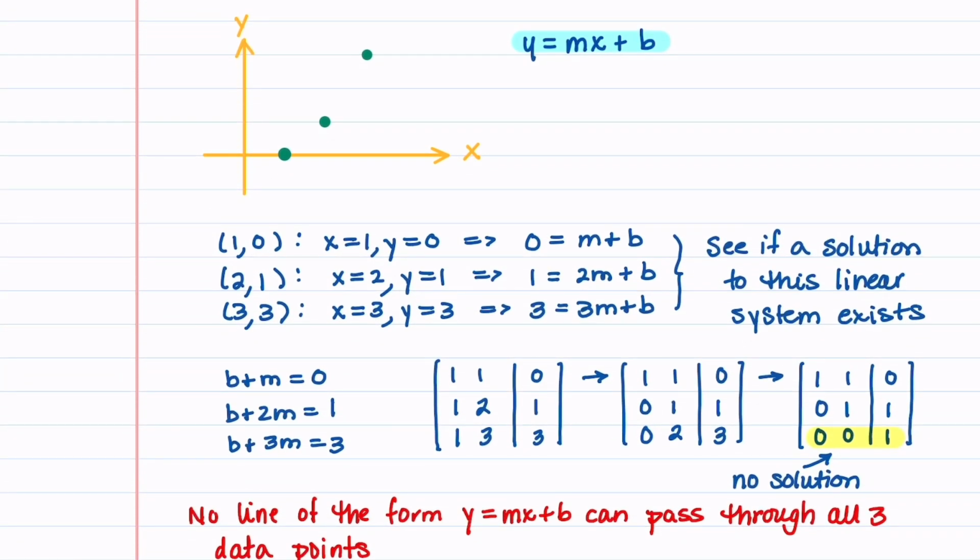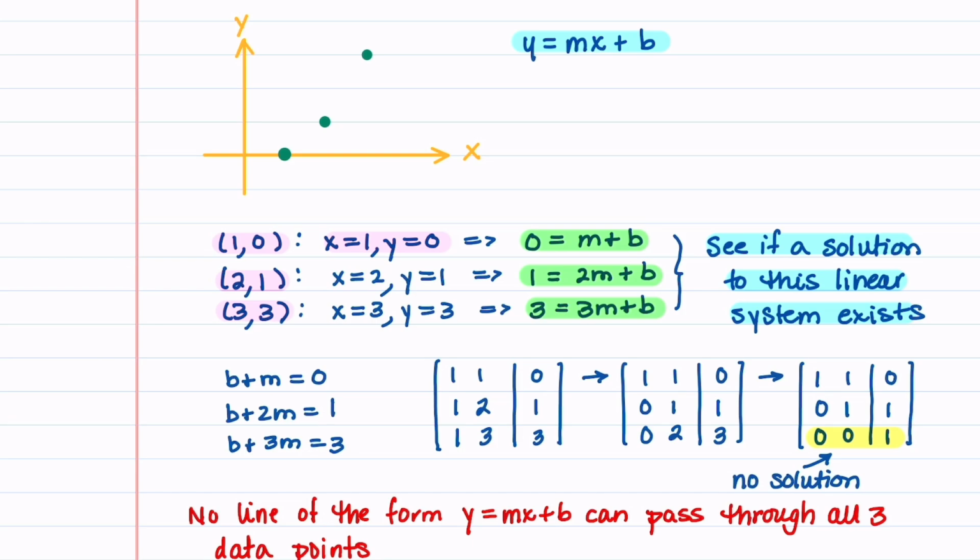To see if a line does exist, let's write down the equation y = mx + b and plug in our x and y points. For our point (1, 0), x is 1 and y is 0, and that gives us the equation 0 = m + b. If we do the same thing for the point (2, 1), we get the equation 1 = 2m + b, and for the point (3, 3), we get the equation 3 = 3m + b. Let's now see if a solution to this linear system exists.